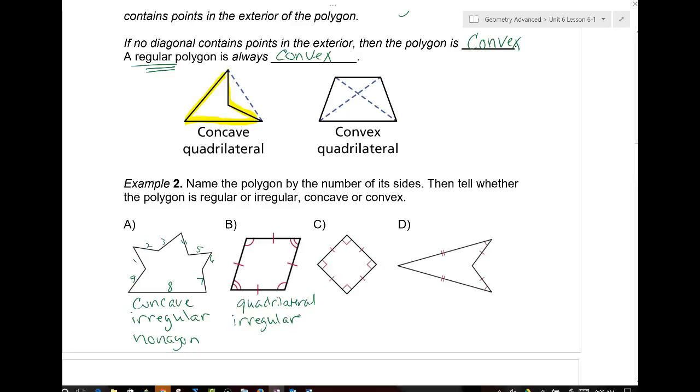All right, now is it convex or concave? Convex. There's no way if I drew a diagonal, right, that it would ever come on the outside. No, not on that one. So excellent. All right, how about C?